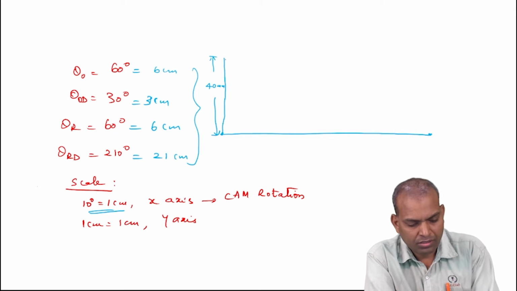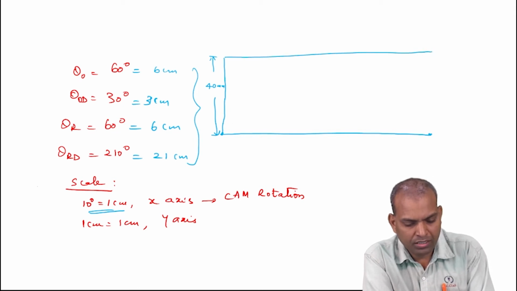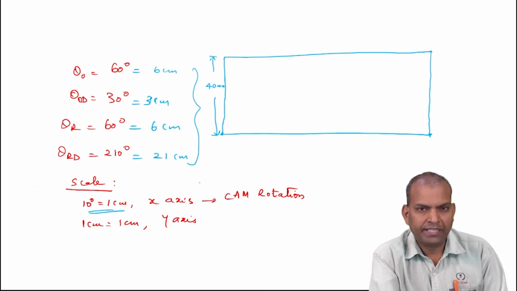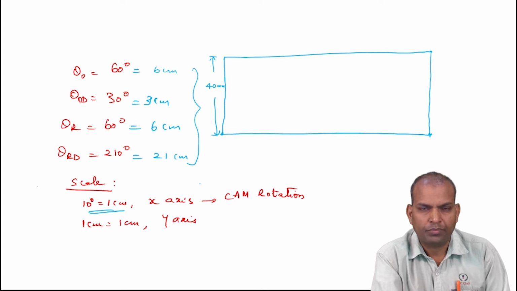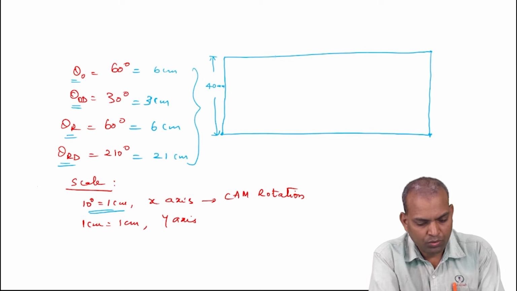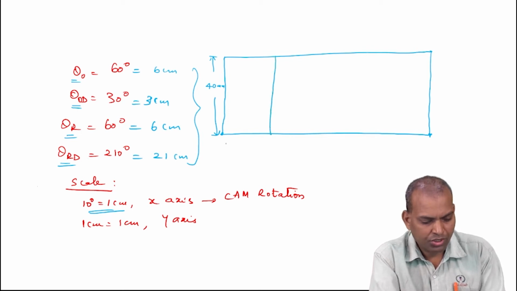Complete the rectangle. Next, divide this rectangle into partitions in relation to outstroke, dwell during outstroke, return, and dwell during return. The theta O is 60.